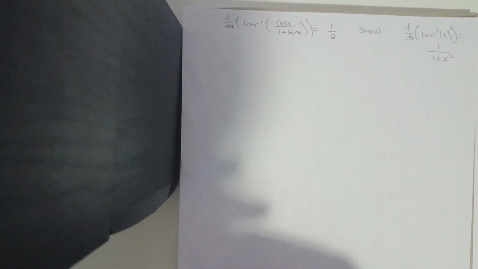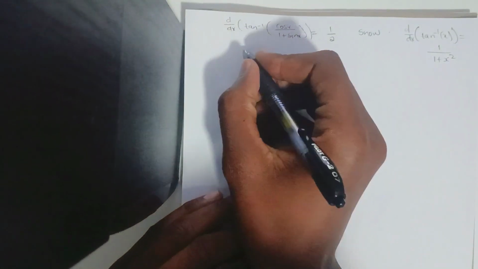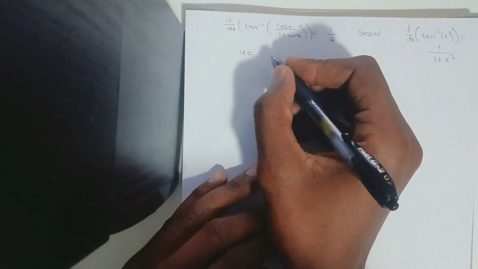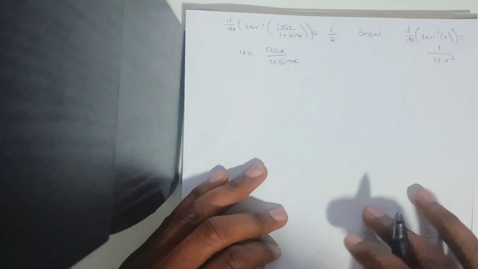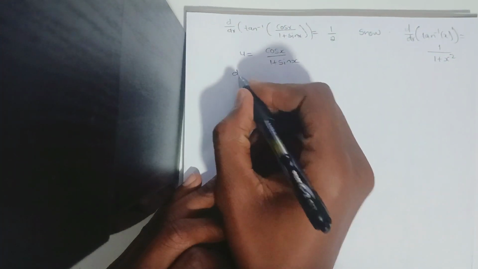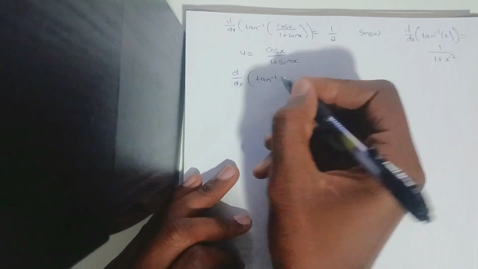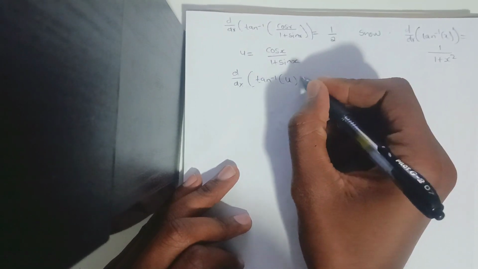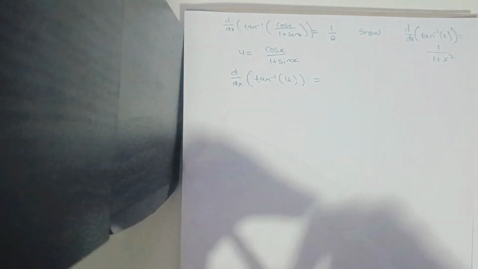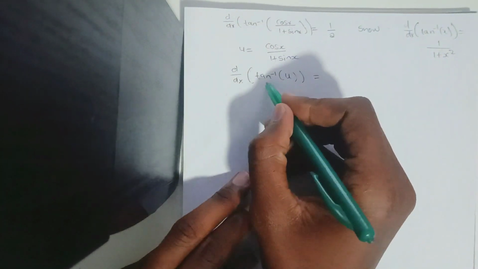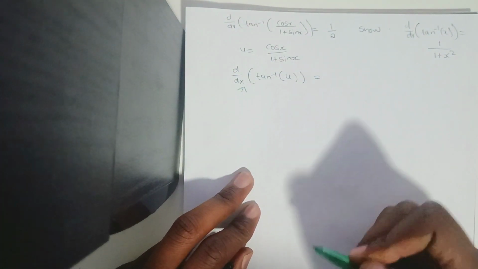Now, what we have to do is use u substitution, right? We need to say, okay, let u equal cos x over 1 plus sine x, right? Now from that we can derive this, but what will we be deriving? We'll be deriving arctan u with respect to x.